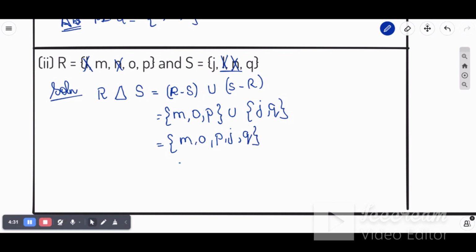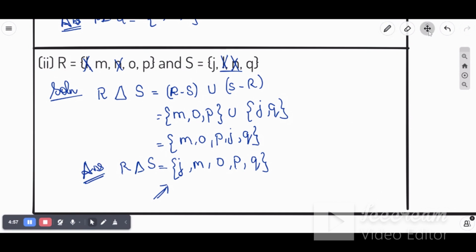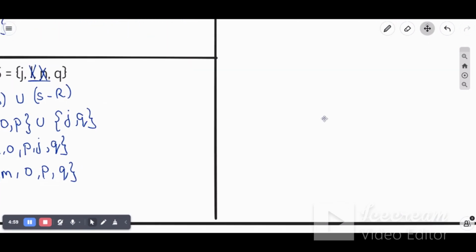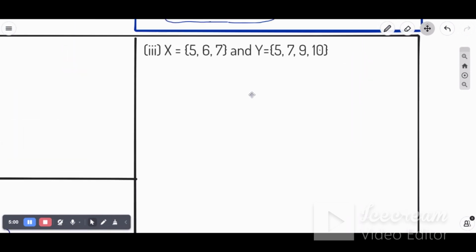You can write it in ascending order also: J, M, N, O, P, Q. I have just rewritten it in ascending order. This is not necessary, but if you want, you can write it. So our answer will be R delta S is equal to this. This is the way to find your answer. Just put the formula and apply it. Be careful when you make R minus S and S minus R. Don't miss out any elements.